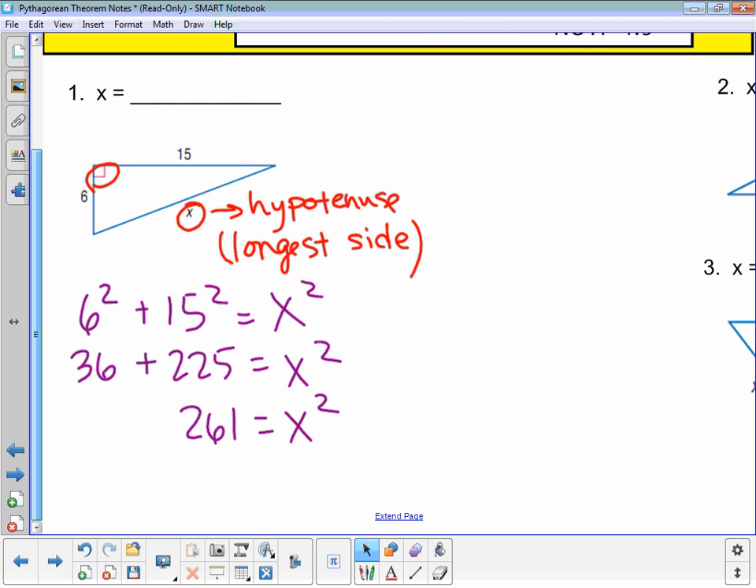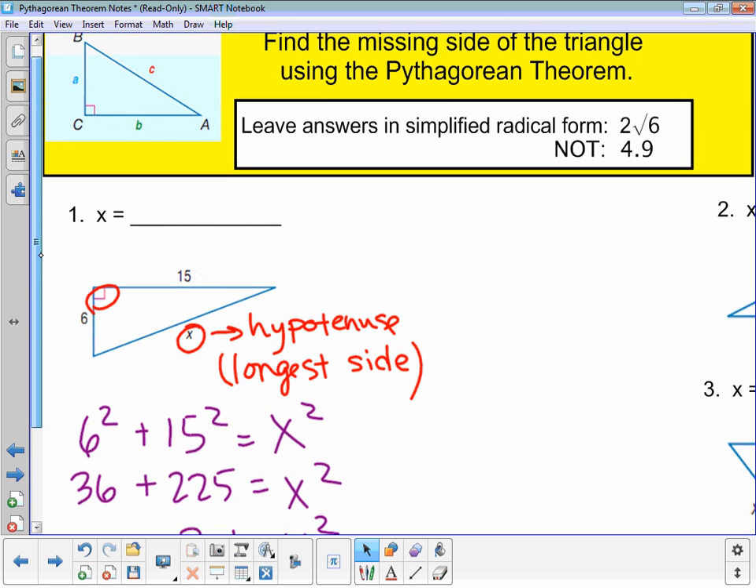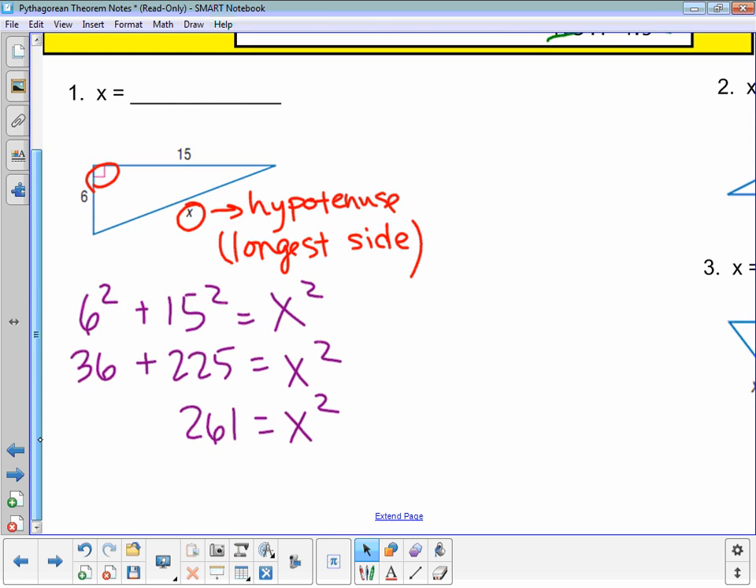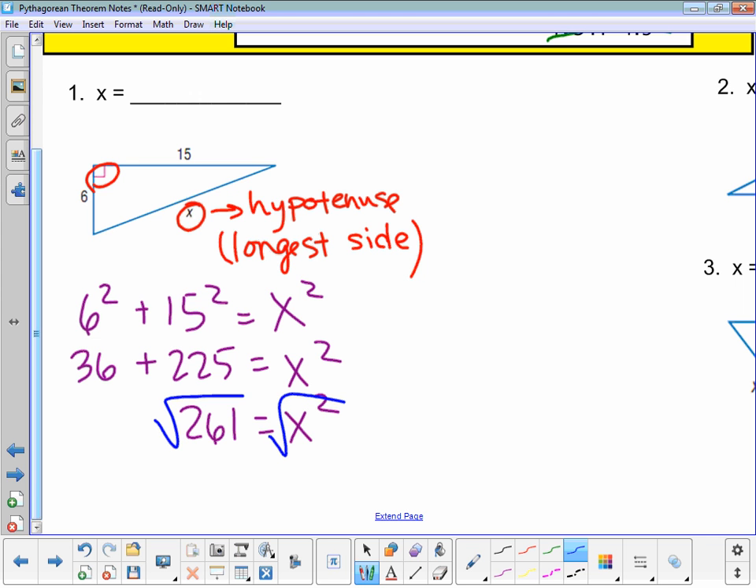If I go back up to the top and you take a look at that note that's up there, it says leave your answers in simplified radical form. Simplified radical form. That means we're going to pull out the perfect squares. We are not going to be writing these as decimals, and that is not how you will see them on tests and quizzes. You're going to be writing them as simplified radicals. So what that does for us is when I take the square root, I need to look for perfect squares that come out of 261.